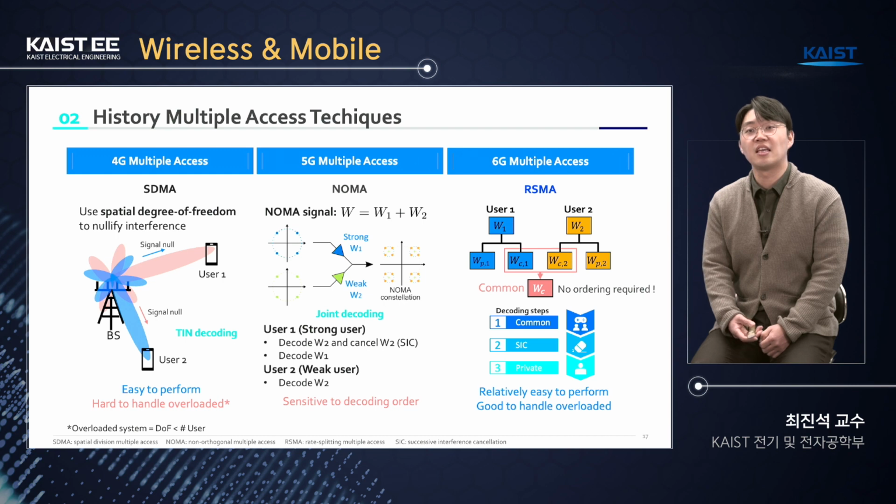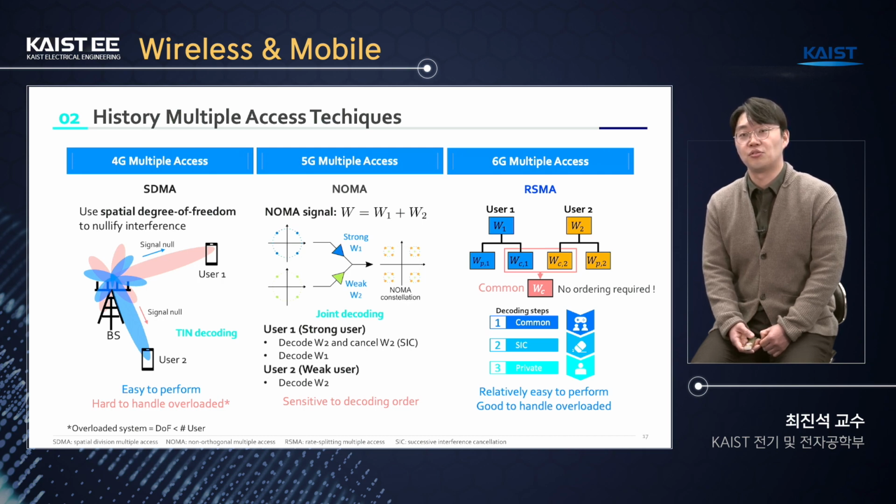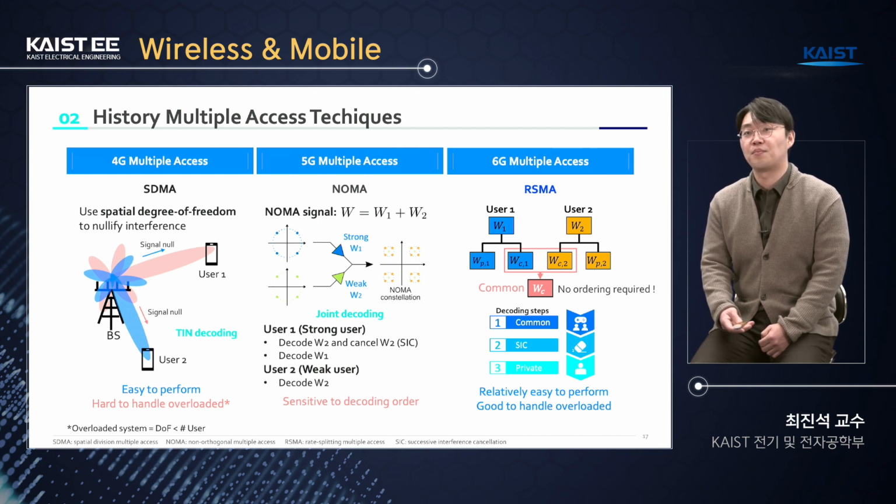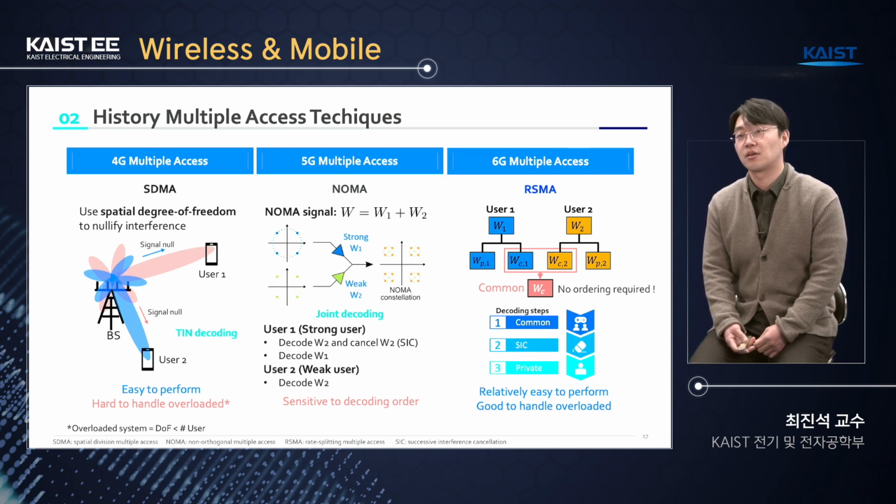When we have enough spatial degrees of freedom, meaning enough antennas, we can orthogonalize the signals for each user so they don't have any interference from each other. This approach is very easy to perform, but when the number of users is larger than the number of antennas, that becomes an overloaded system, and this cannot deal with such an overloaded case. So in 5G multiple access, NOMA has been introduced, called non-orthogonal multiple access.